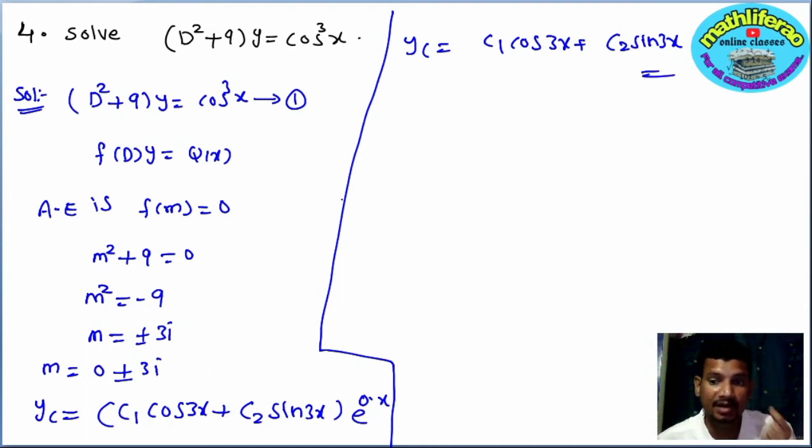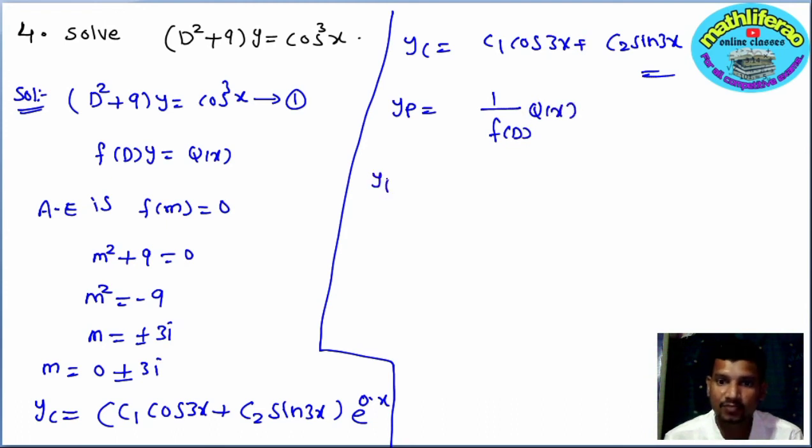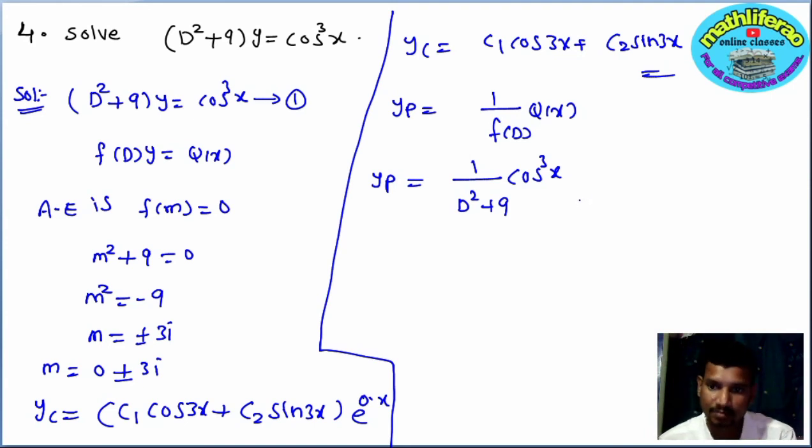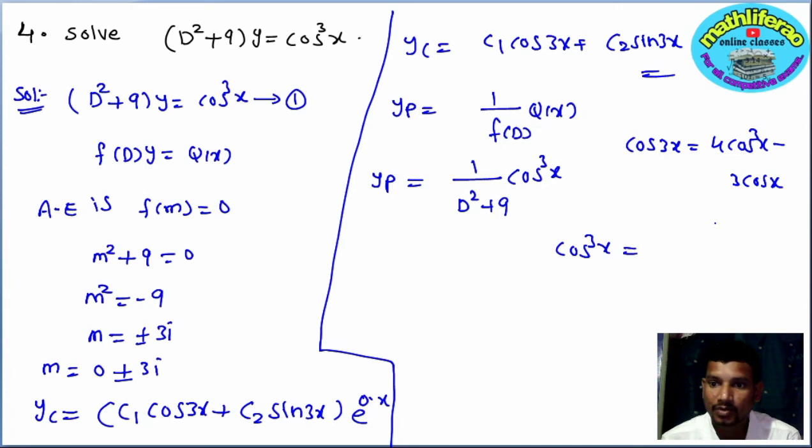Next we have to find the particular integral yp. So here yp equal to 1 by f of D into Q of x, which equals 1 by (D square plus 9) into cos cube x. For cos cube x, we have to find the particular integral. Using the formula cos 3x equal to 4 cos cube x minus 3 cos x, we find cos cube x equal to (cos 3x plus 3 cos x) by 4.